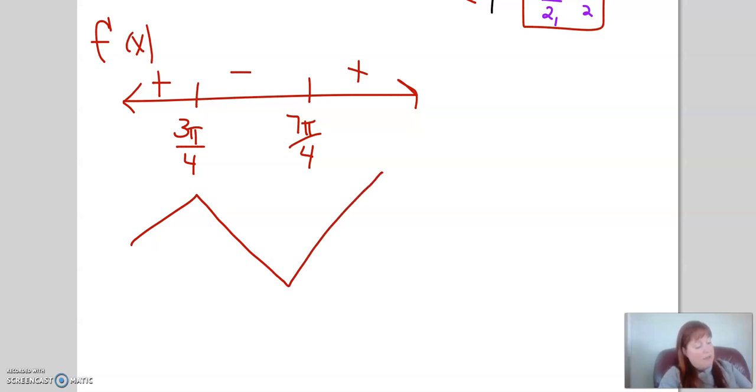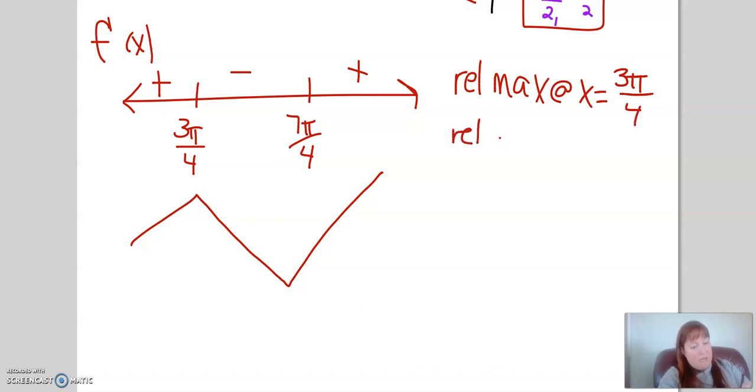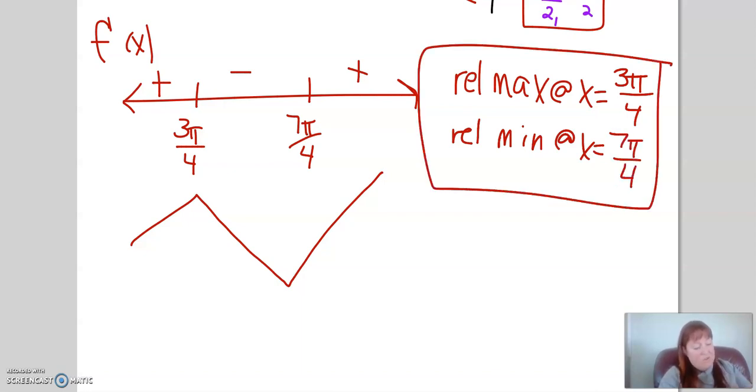So we have a max at 3 pi over 4. I should write this: a relative max at, and it asked for x values, so at x equals 3 pi over 4, and then a relative min at x equals 7 pi over 4. So remember, it's going to ask either for x values, and you're going to give the x that we just found. If it asks for coordinate points, you're going to give x and y, and oftentimes it's going to say, what is the max value at this point? That's going to be your y value. That's going to be your output.